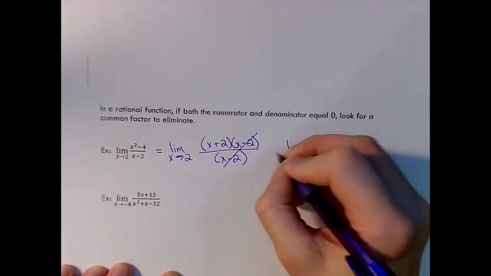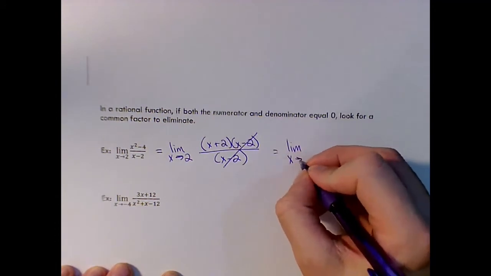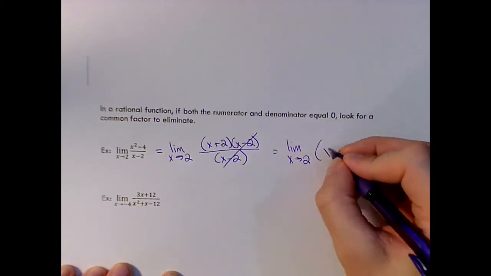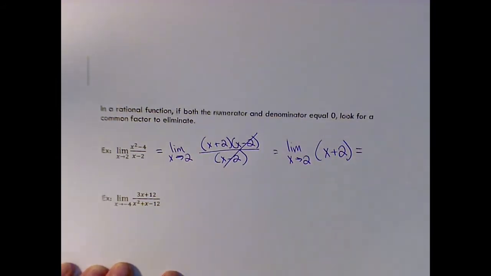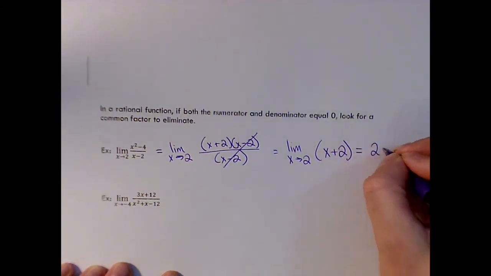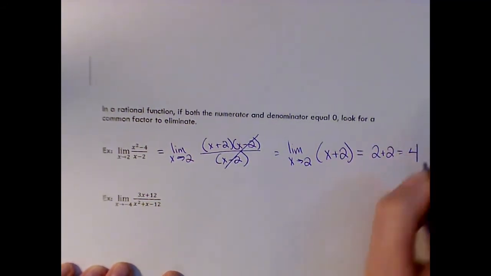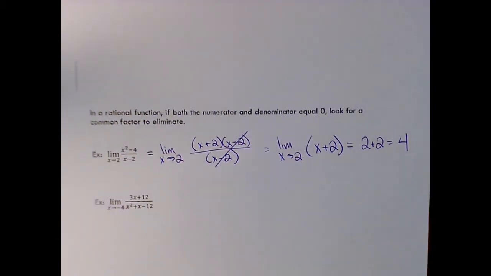So that leaves me with the limit as x approaches 2 of x plus 2. That's a polynomial. And according to the polynomial rule that we just had not too long ago, all I have to do is just plug in 2 and I'm donezo.